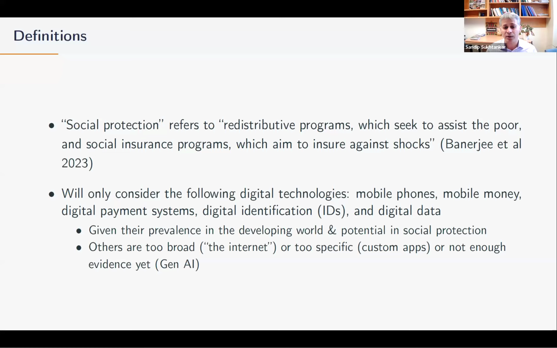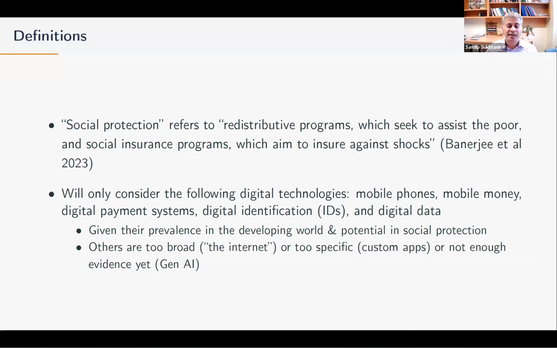Well, these are all really prevalent, especially in the developing world, and have really high potential. They form pillars of digital public infrastructure. And so those can really be used in social protection, and I'll show you how that's done in a little while. There could be other things, but those might be a bit too broad, like the internet, or too specific. This could be a custom app, like the Zoom example I keep talking about.